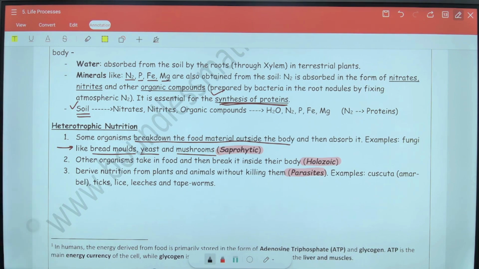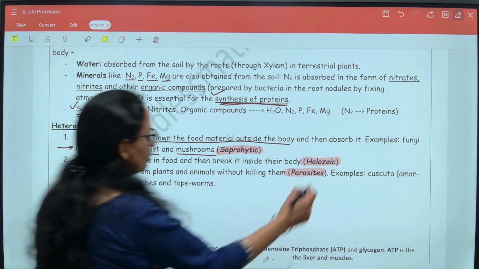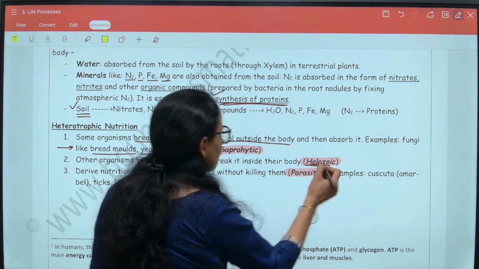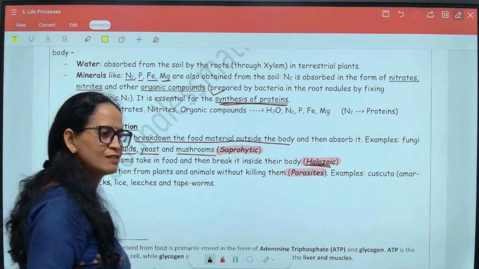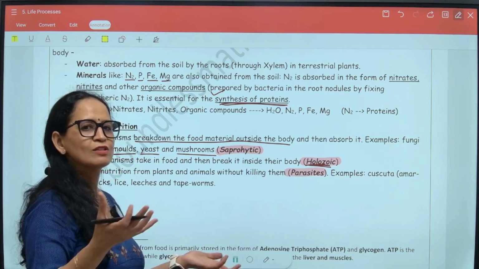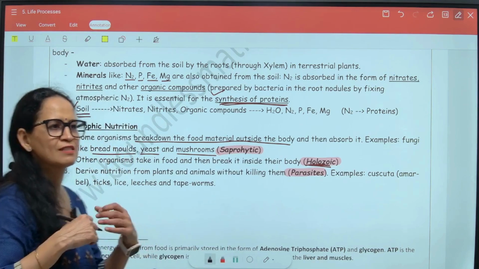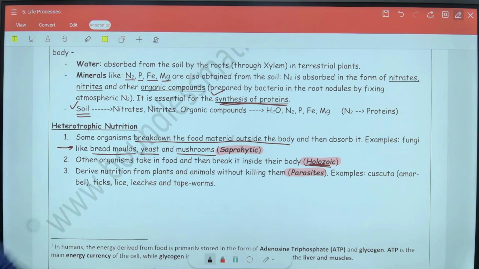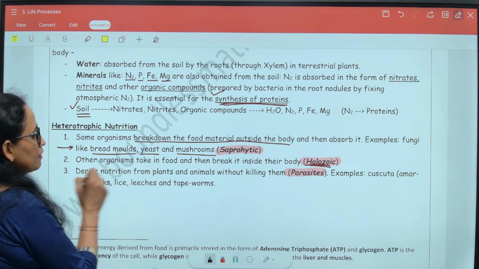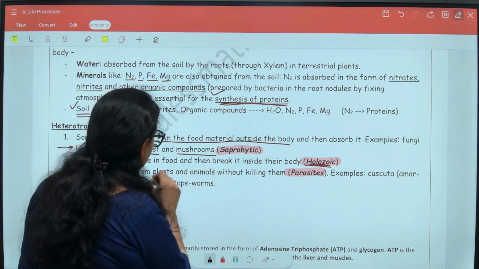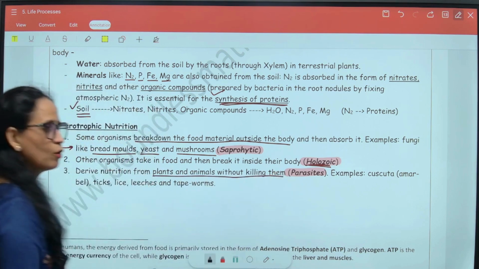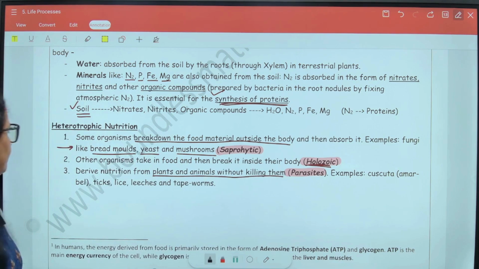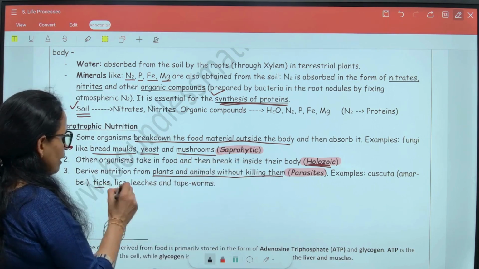Other organisms that take in food and then break it inside their body are called holozoic. So holozoic you can remember like this: they take in whole food inside and then break it. So holozoic is whole food. Take the whole food inside and then break it, that is holozoic nutrition. This is shown by most of the organisms. Then there are certain organisms that derive nutrition from other plants and animals without killing them. These are called parasites. For example, cuscuta or amarbel, ticks, lice, leeches, tapeworms.